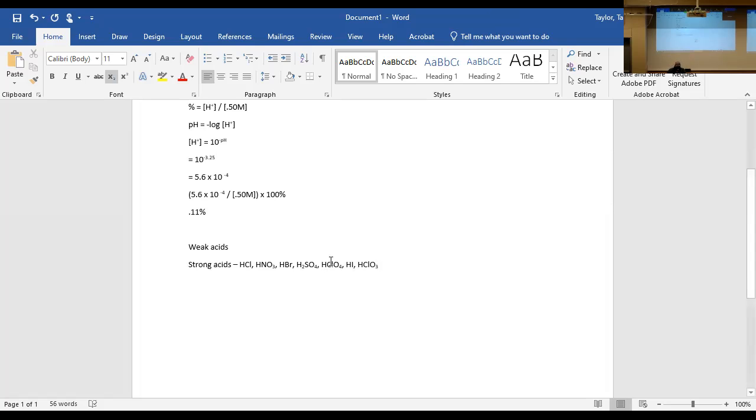1, 2, 3, 4, 5, 6, 7. Those are your 7 strong acids. Anytime you see these in a problem, you will know that you're working with a strong acid. And if you remember, strong acids dissociate completely, which is completely different than what we're going to be doing for weak acids and weak bases.